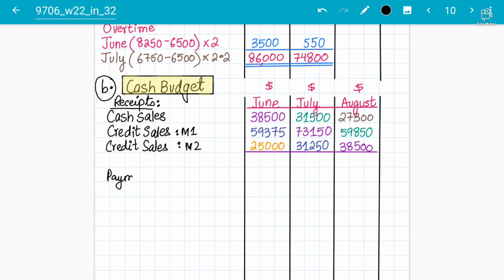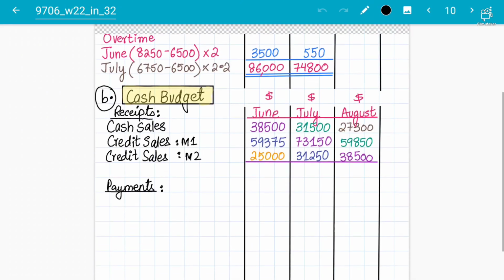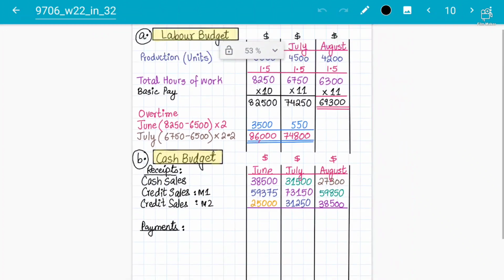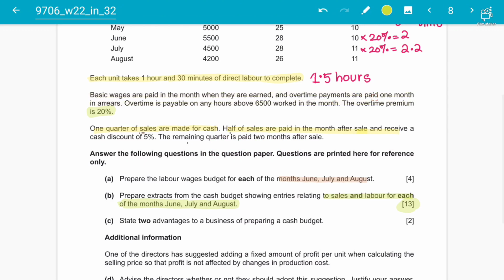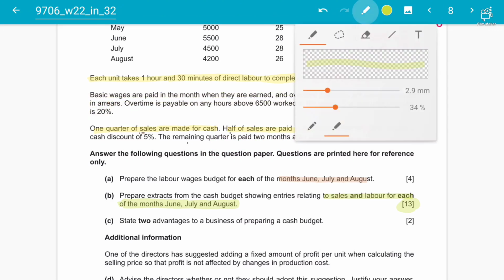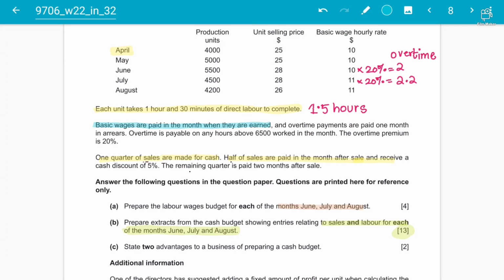The payments will be done the same way, for the labor wages. So let's understand how you are going to pay for the labor wages. Students, the first important thing is what the policy is for the payments of the labor wages. We have already talked about that basic wages are paid in the month in which they are earned. So if workers are working in June, it's very simple: they will receive the payment in June for the basic wages. But overtime payments will be made one month in arrears, which means June overtime payment will be made in July, and July overtime payment will be made in August. So that's how the policy works.